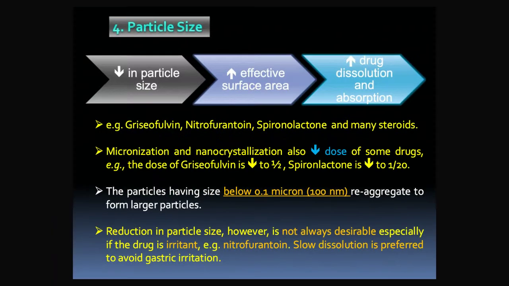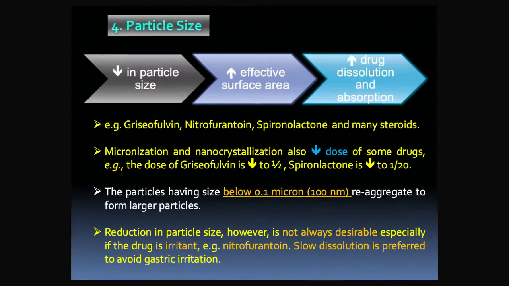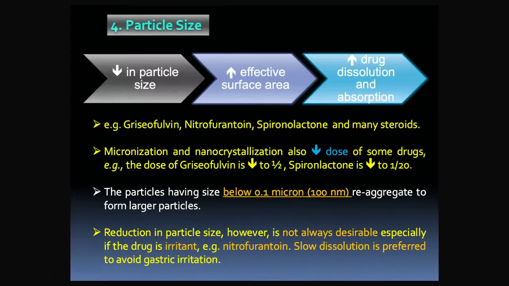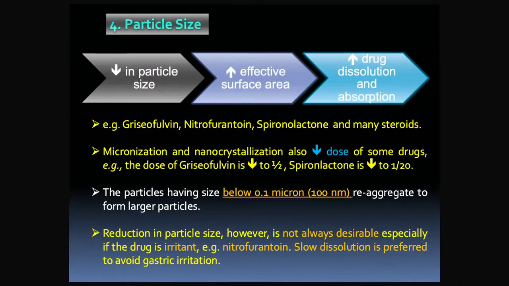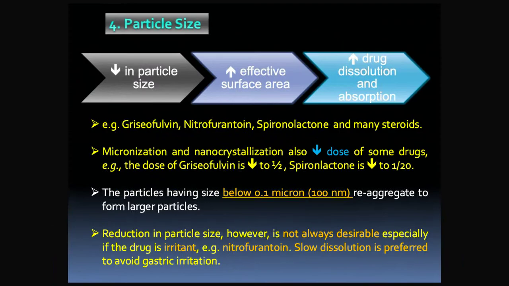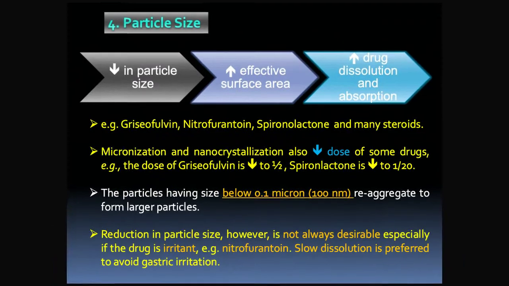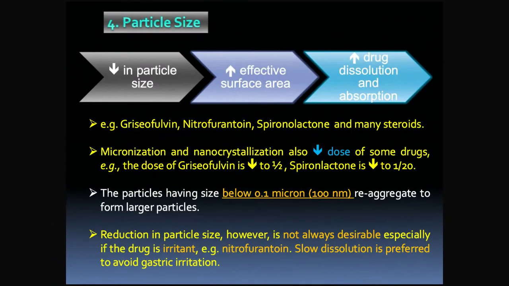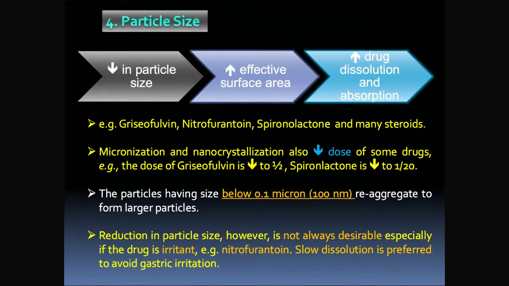Analyze this linear kinetic sequence, where reducing particle size serves as the primary mechanism to expand effective surface area, directly increasing the velocity of dissolution and subsequent absorption. By implementing micronization, we can achieve such high bioavailability that the required therapeutic dose for molecules like spironolactone is mathematically reduced to just 1/20th of its original mass.